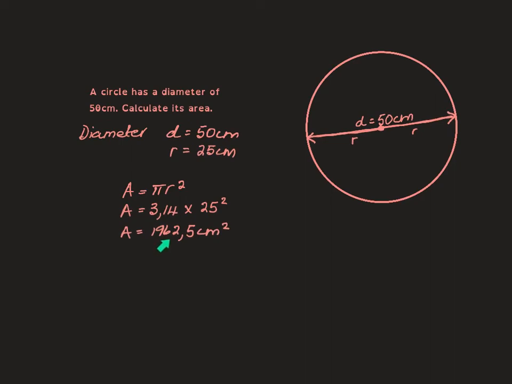This answer has to be rounded off to the nearest whole number. The number after the decimal comma is 5 or bigger, which means I must make the number on the left hand side of the decimal comma 1 bigger. Area is equal to 1962,3 centimeters squared.